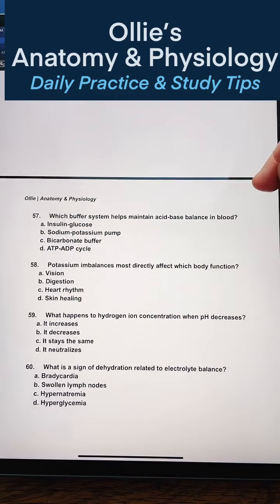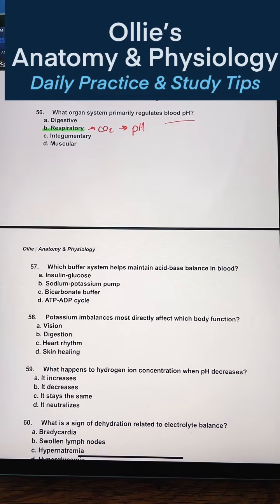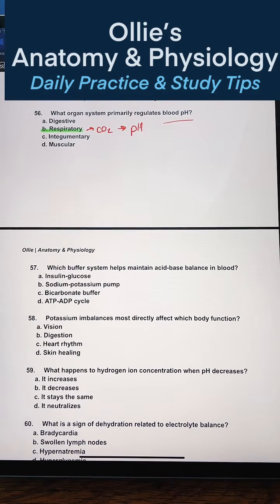But moving on to the next set of questions here on the next page. Number 57, which buffer system helps maintain acid-base balance in the blood? A, B, C, or D?